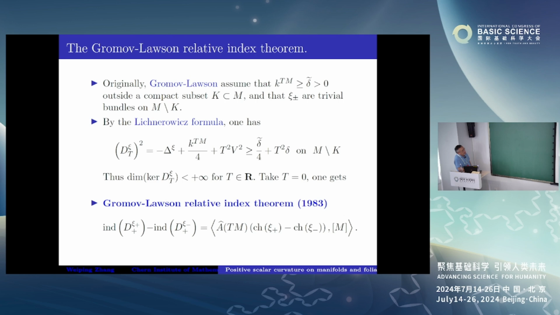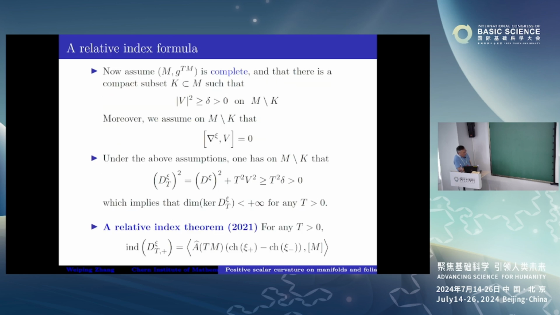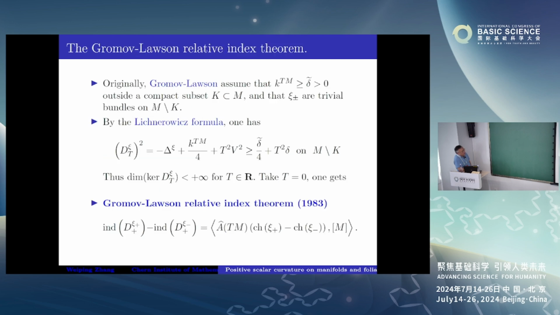In this case, near infinity, we can write this D squared by using Lichnerowicz's formula. We can write it as a Bochner Laplacian, which is negative, plus the scalar curvature. So near infinity, if the scalar curvature has a positive lower bound, we have this formula. And then, on the right-hand side, we can let t tend to 0. It still has a uniform positive lower bound outside the compact set, near infinity, so we can still have this finite dimensionality of the kernel.